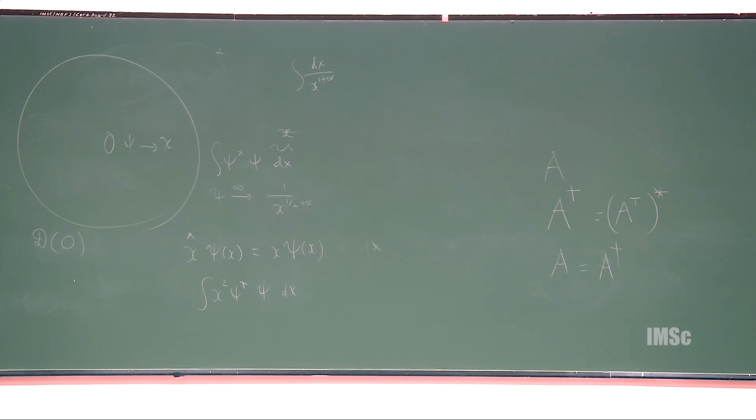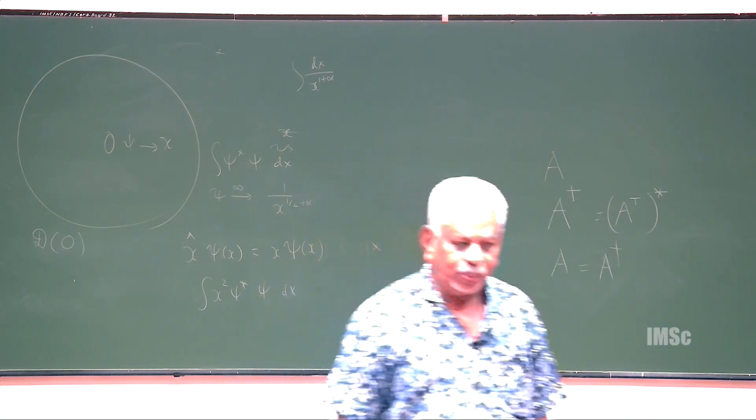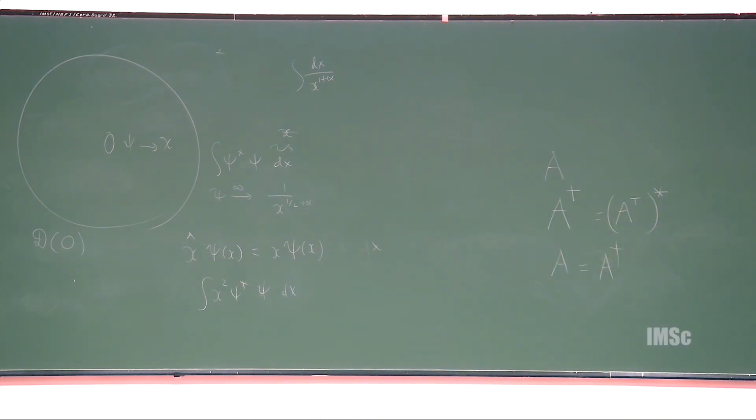There are other important things. The eigenfunctions of these Hermitian operators are all orthogonal to each other. If you have two eigenfunctions psi 1 and psi 2, the integral of psi 1 star psi 2 will be 0. You don't have to do anything. It's almost like sine n pi x and sine m pi x: the integral from 0 to 1, if you work it out, you will find to be 0.